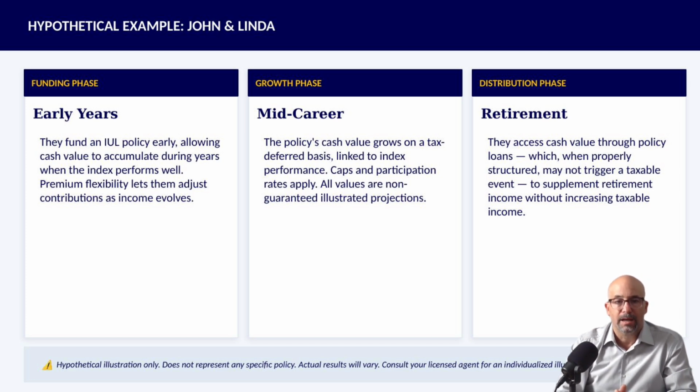Meet John and Linda, a couple in their mid-40s who are thinking seriously about retirement income. They work with a licensed agent and fund an IUL policy early, which gives the cash value time to potentially accumulate during years when the index performs well.